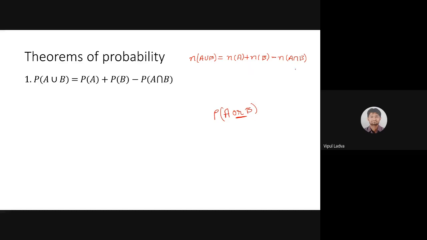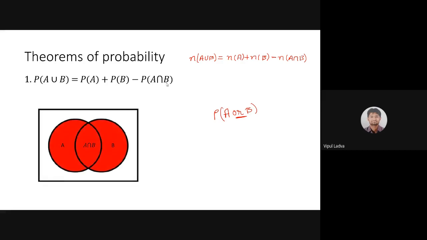In the earlier syllabus, we were talking about the cardinality of a set. Now we are talking about the probability of an event. So it's very, very simple. If we want to find the probability of A or B, we need to add P of A plus P of B, and then subtract P of A intersection B. Why are we subtracting P of A intersection B?